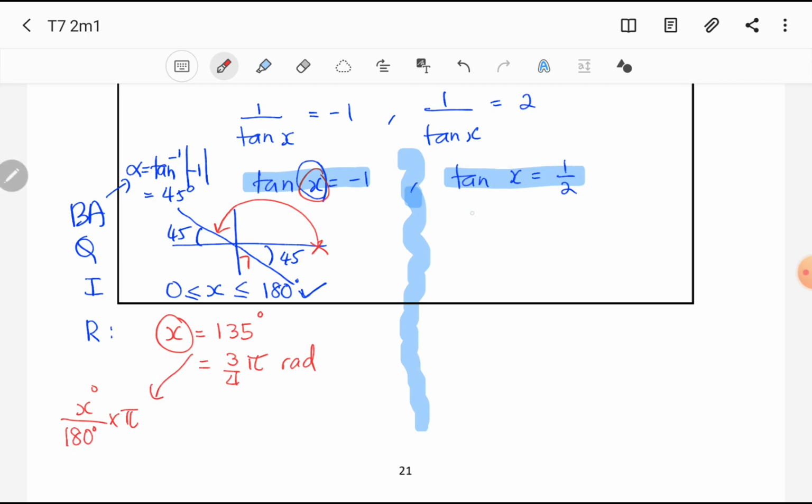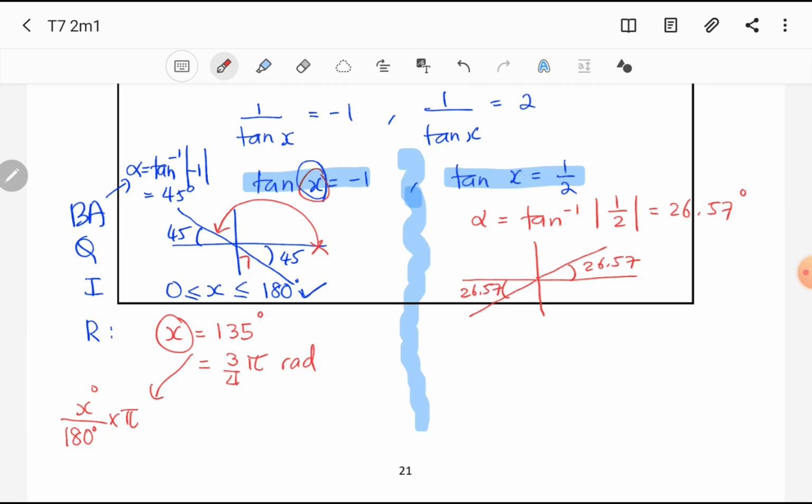So, BA. BA basic angle alpha equals to tangent inverse 1/2. Okay. So, awak tekan calculator, awak akan dapat 26.57 degrees. Okay. We transfer to the quadrant. Okay. Tangent positive is located on the first quadrant. Okay, lagi. Satu lagi. The third quadrant. Very good. Okay, tulis dia punya basic angle. 26.57.